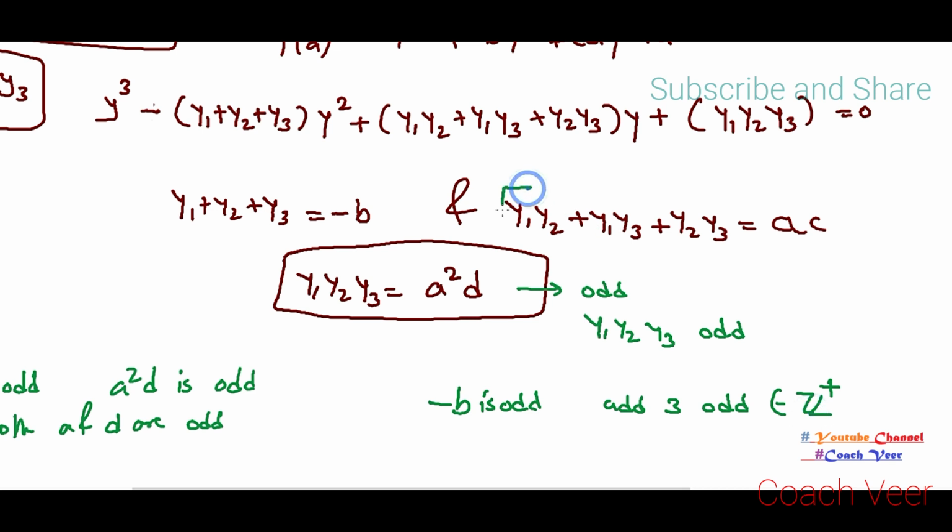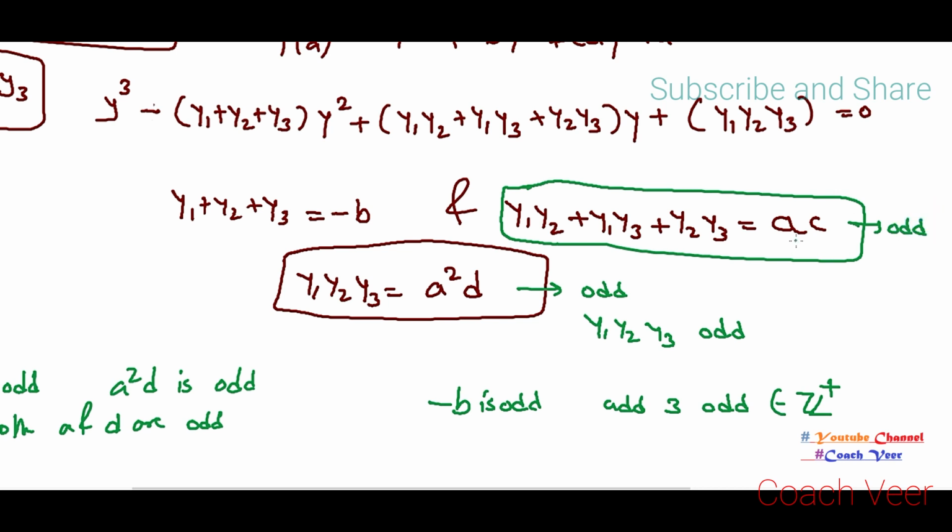Okay, same way we will look for this. A is odd, so C must be, this is a combination, all are odd, odd odd odd, so it will also give you odd. So A is odd, so C is also odd, because odd times odd will only make odd. So we got here that C is odd.